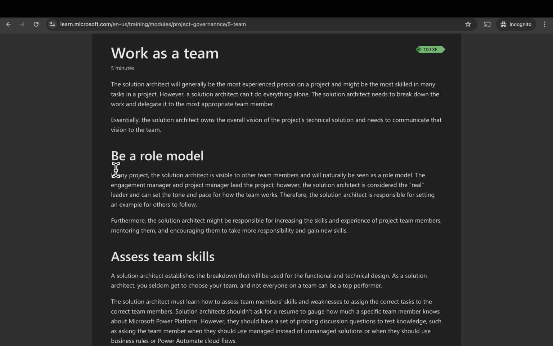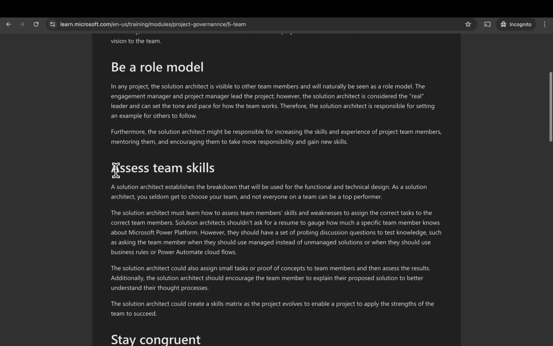Work as a team. The solution architect will generally be the most experienced person on a project and might be the most skilled in many tasks in a project. However, a solution architect can't do everything alone. The solution architect needs to break down the work and delegate it to the most appropriate team member. Essentially, the solution architect owns the overall vision of the project's technical solution and needs to communicate that vision to the team. Be a role model.